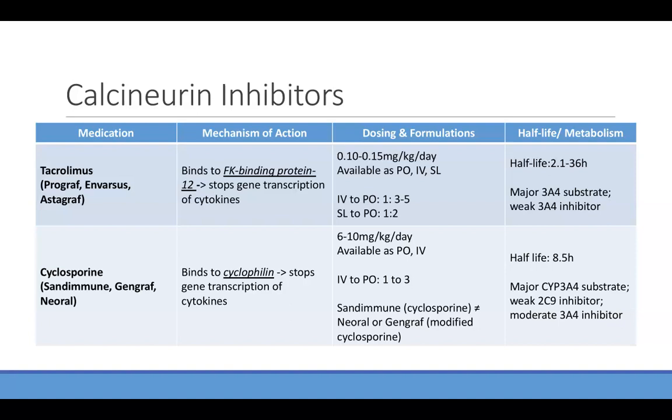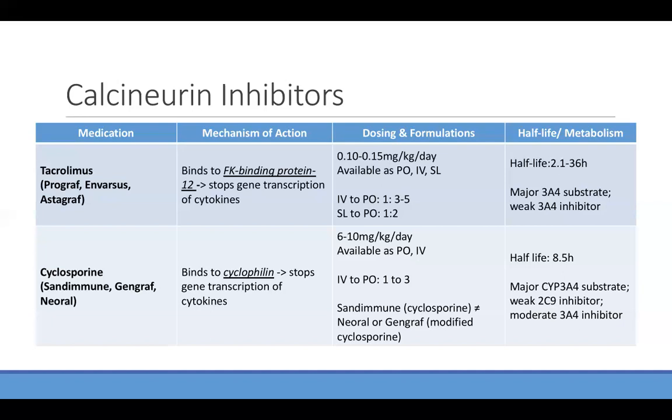So we do have to check levels, but even with that, it's still highly variable. Our half-life can range anywhere between 2 and 30 hours. Most commonly, it's about 17 hours. But again, it has a wide range. And it does have a lot of drug-drug interactions because it's a major CYP3A4 substrate and a weak 3A4 inhibitor. So any medications, which we will talk about, that either inhibit or induce CYP3A4, so through the liver, will affect our tacrolimus level. So we really would need to be mindful of those medications being used.